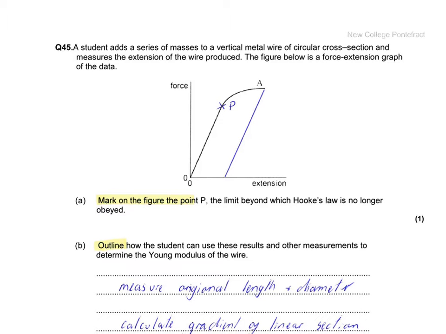And this is Mechanics Homework Booklet question 45, and we're given information about a student adding a series of masses to a vertical metal wire, circular cross section, and measuring the extension. So we get a force extension curve. The figure below is the force extension graph of the data. First of all, mark on the figure point P, the limit beyond which Hooke's law is no longer obeyed. So I'm marking P here at the end of the straight line section of the original line.